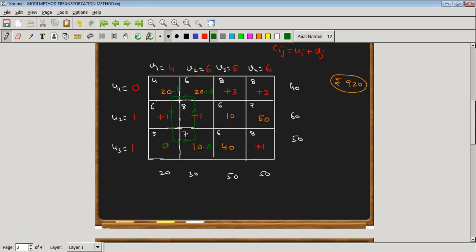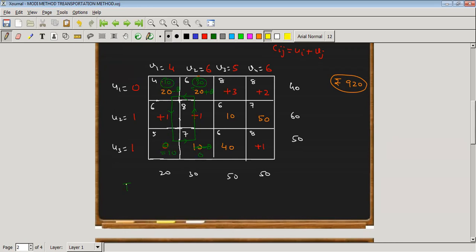Now what can theta be at maximum? We can take theta to be 10. So theta is equal to 10. 10 minus 10, this becomes 0. So we cancel out this. 20 plus 10, it becomes 30. 20 minus 10, it becomes 10. Right? So we can find the transportation cost.